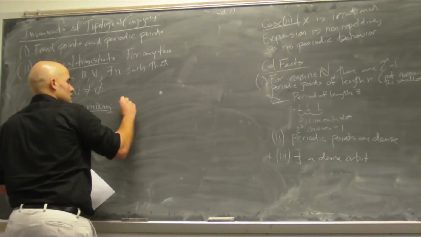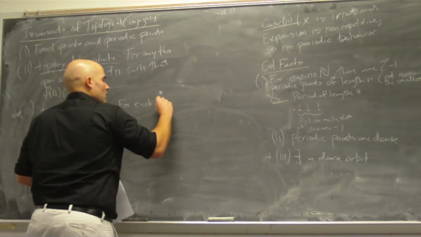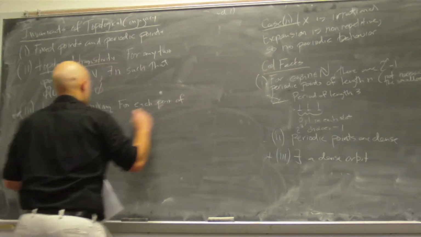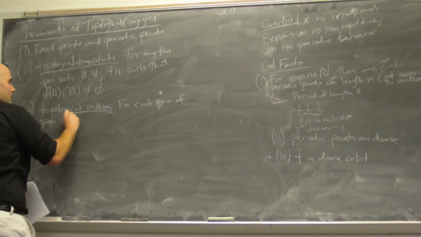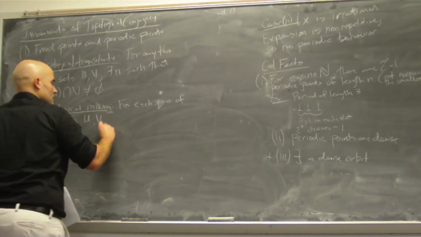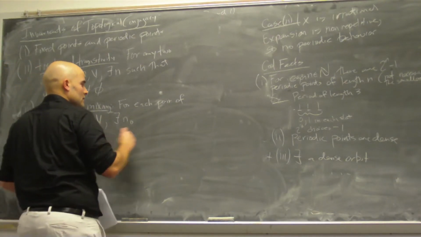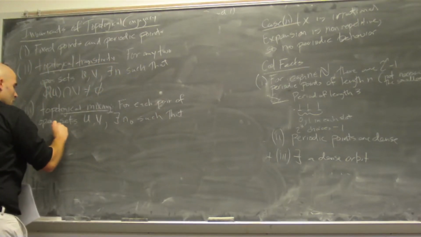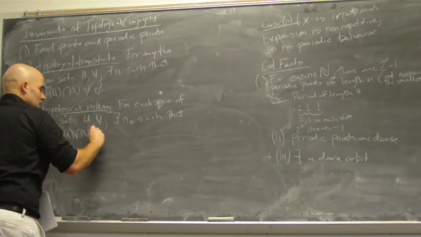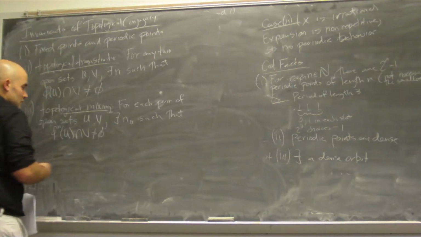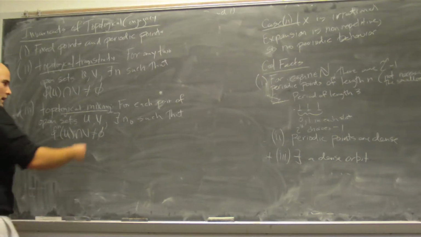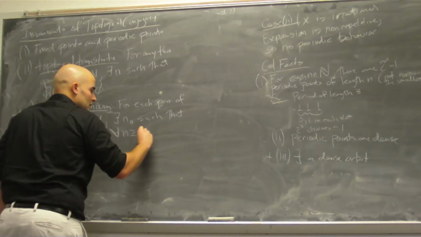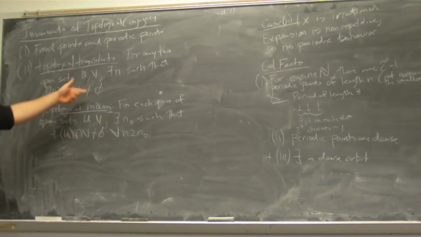For each pair of open sets U and V, there exists an N naught such that phi^n of U intersects V non-trivially, for all n greater than or equal to that N naught. So this is a stronger form of this.